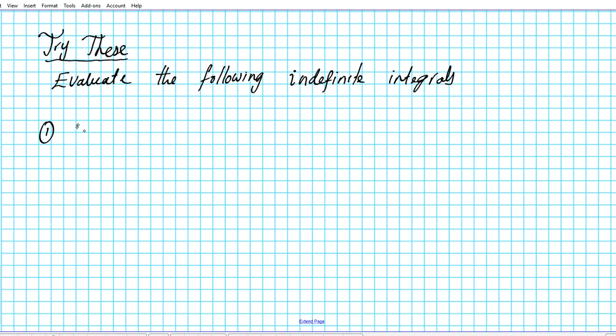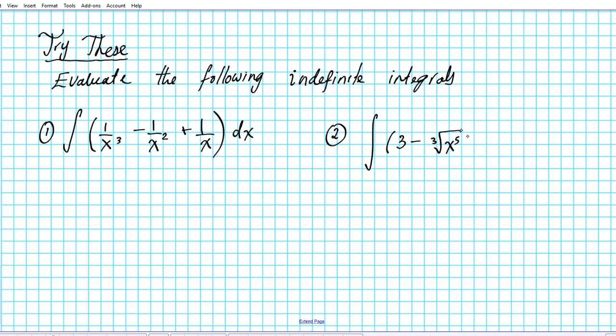So question 1, what if you were to find the indefinite integral of 1 over x to the third power minus 1 over x squared plus 1 over x. You're integrating this with respect to x. Question number 2, what if you were to find the indefinite integral of 3 minus the cube root of x to the 5th minus 1 over 2x squared.